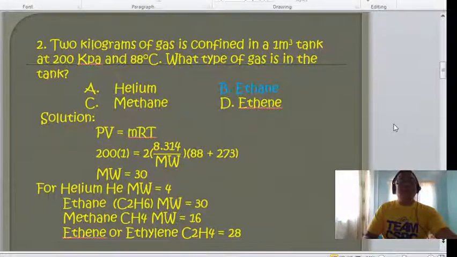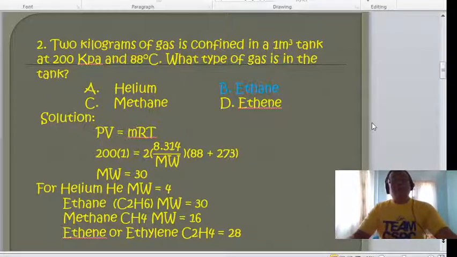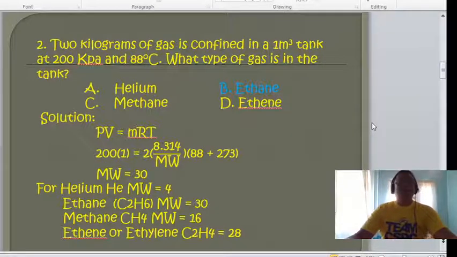Okay, so another example here. We have 2 kilograms of gas confined in a 1 cubic meter tank at 200 kilopascal and 88 degrees C. What type of gas is in the tank? So, another difficult problem, class. All you have to do is memorize the molecular weight of every gas so that you can compare your answer.